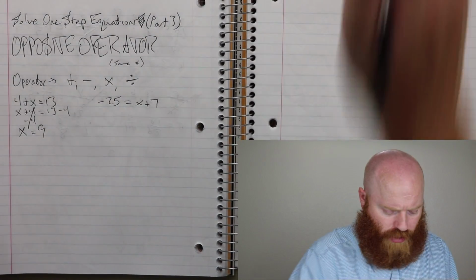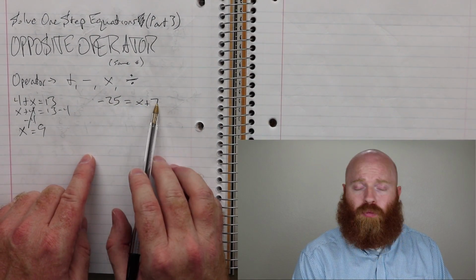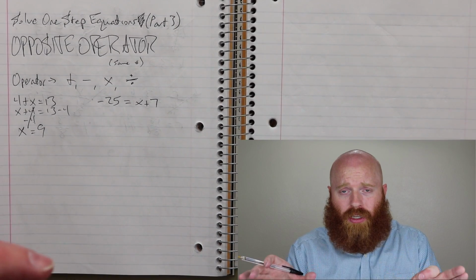Okay, so let's do that. Right here, I got negative 25 equals x plus n. I don't care what the numbers are, but I know that they're equal, so I can go.